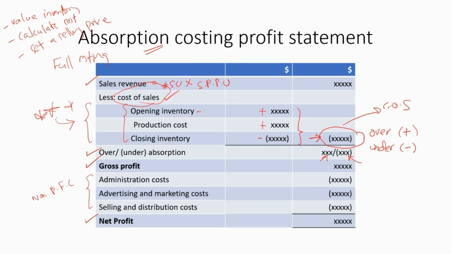So usually we calculate the opening inventory as opening inventory units multiplied by the full cost, and the production cost is equal to the production units multiplied by the full cost, and the closing inventory is equal to closing inventory units multiplied by the full cost per unit. This is why the cost per unit is important, because we need to value the inventory. I hope this is clear now.